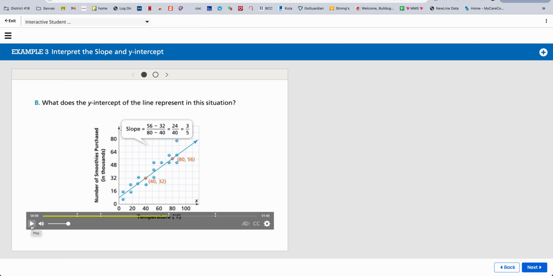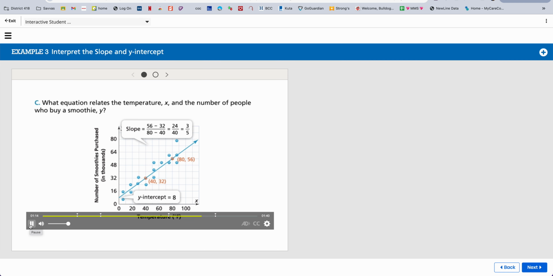I don't know what kind of thing they're running here, but wow, why would you buy a cold smoothie at 0 degrees? Maybe they're hot smoothies. I don't know. The y-intercept of the line represents the number of smoothies sold when the temperature is 0 degrees Fahrenheit. The graph shows that the y-intercept is equal to 8.